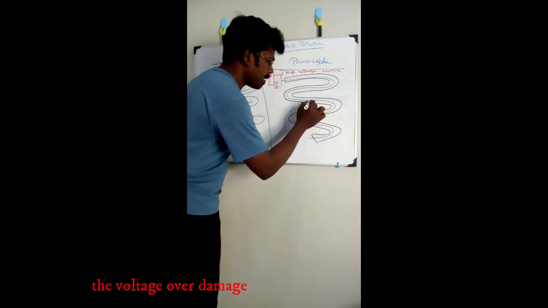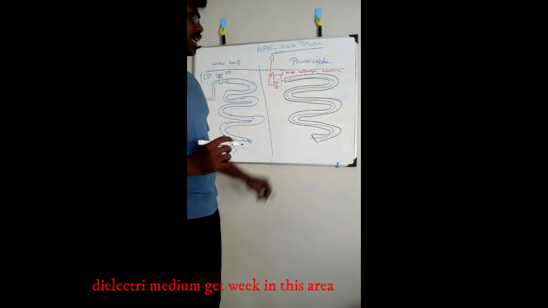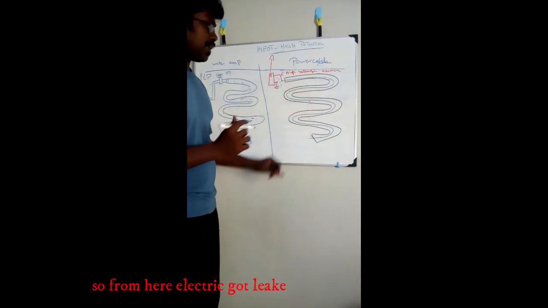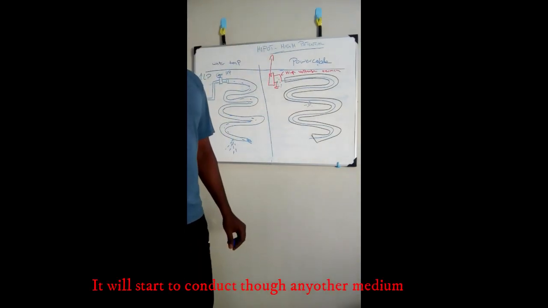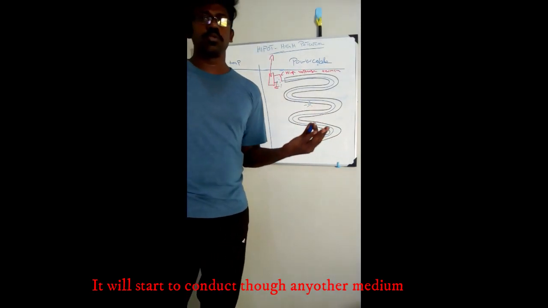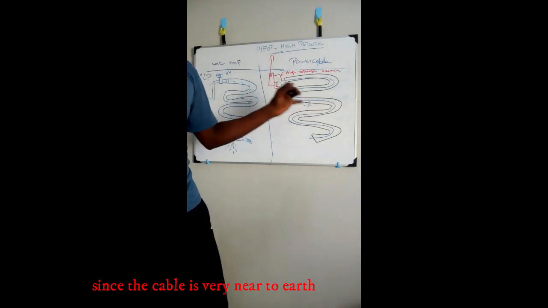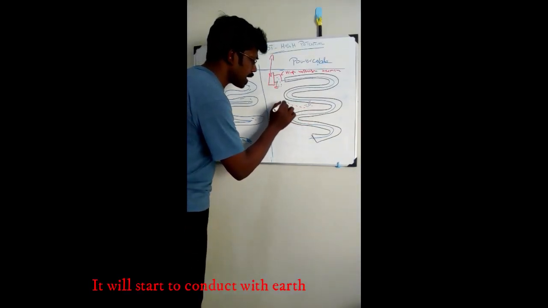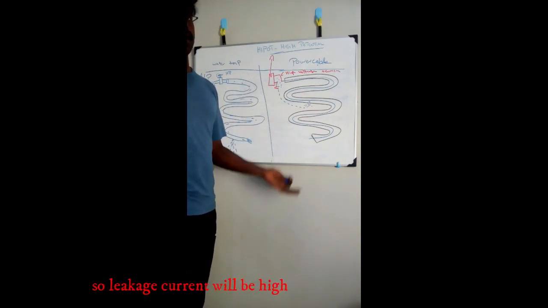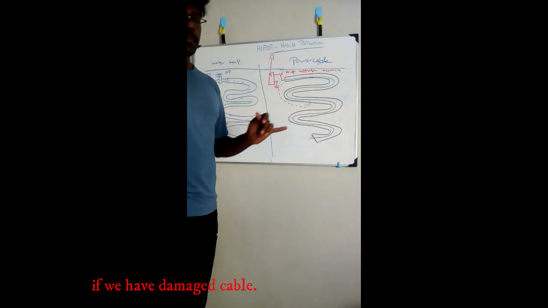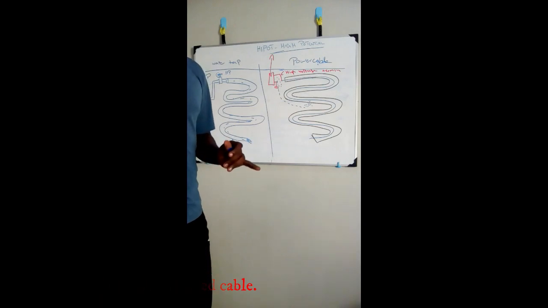the dielectric medium of this cable gets weak in this area. So from here our electricity will start to leak out and conduct through any other medium. Since the cable is very near to earth, it will start to conduct with earth. So our leakage current will be very high, depending upon the damage of the cable or insulation medium.